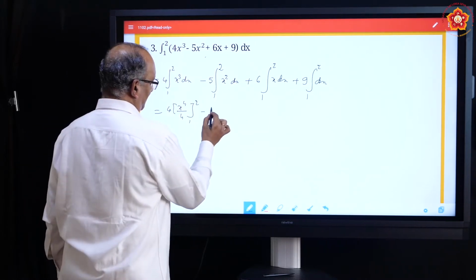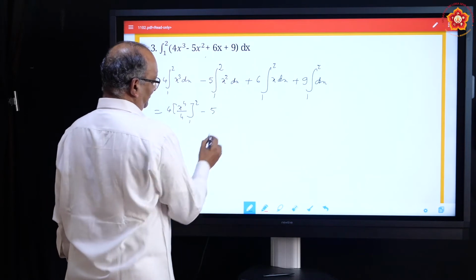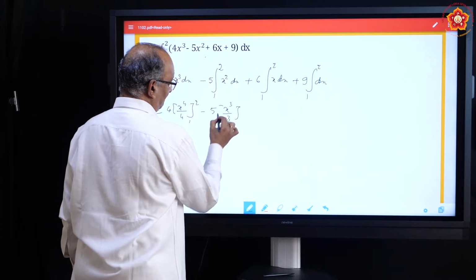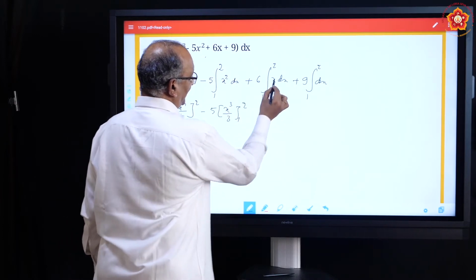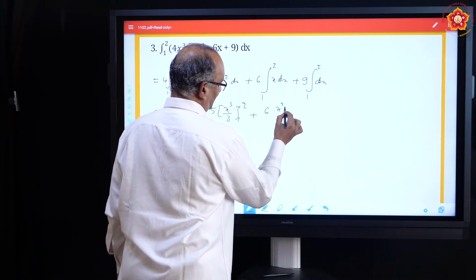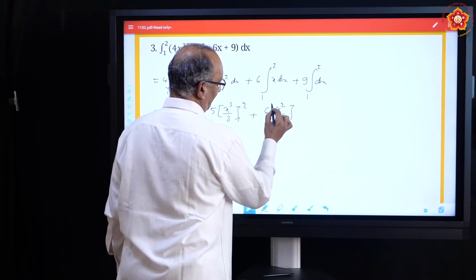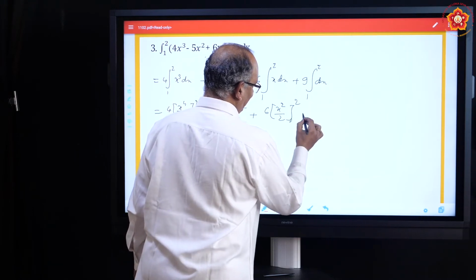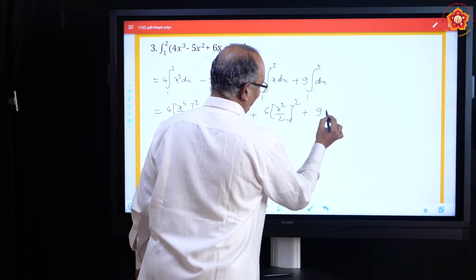Minus 5. Integration of x square is x cube by 3. Integration of x is x square by 2. And for dx it is x. So it is 9x.